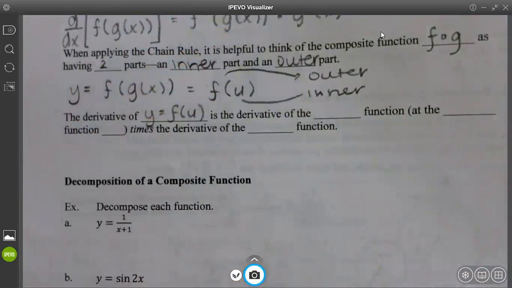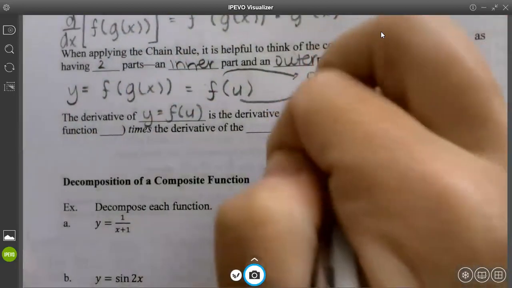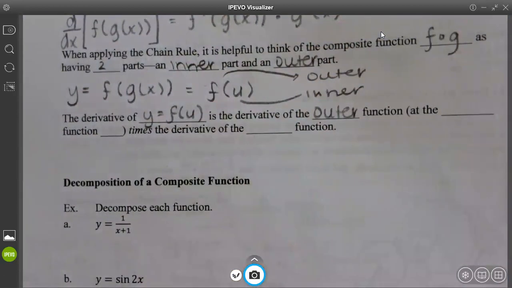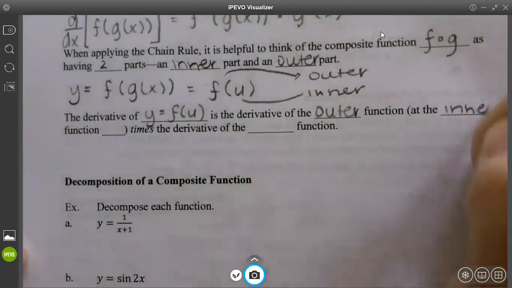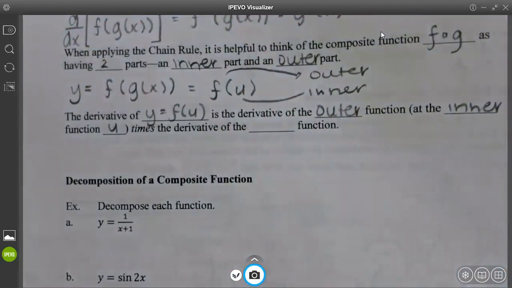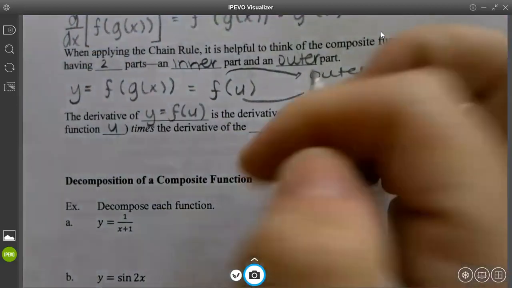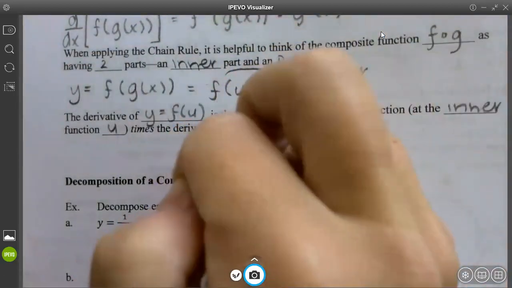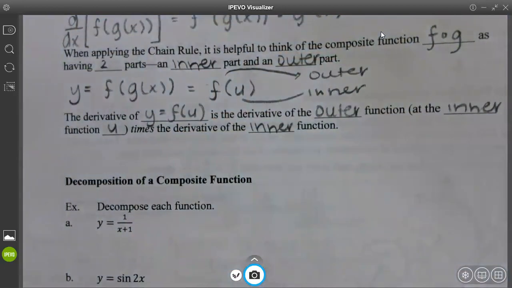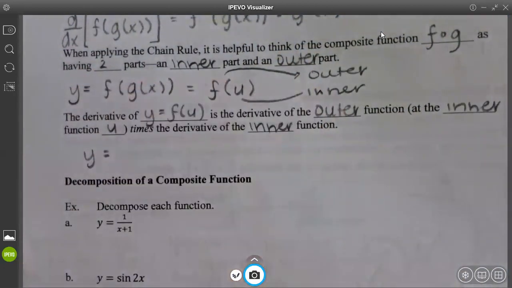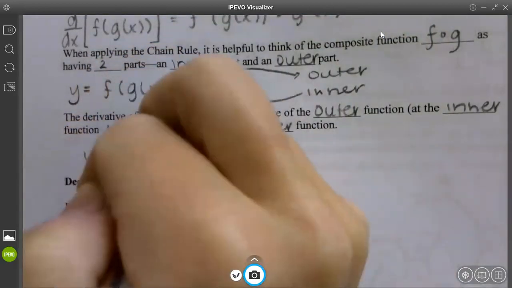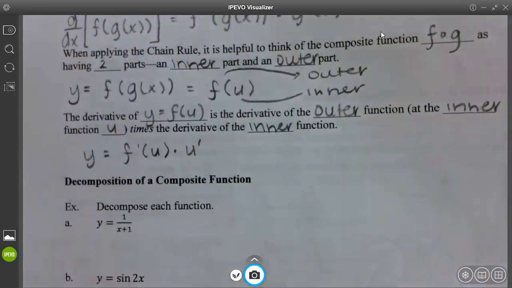The derivative of y equals f of u is the derivative of the outer function. That's what I just showed you with sine, the derivative of sine at the inner function u of 2x plus 1 times the derivative of the inner function. And then we multiply it by the derivative of 2x plus 1. So it is the same thing. I think it looks easier like this, and all of your sine, cosines, tangents, all your trig functions are set up like this. So f prime of u times u prime.